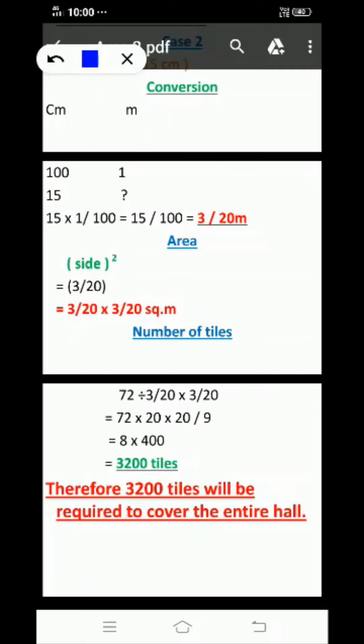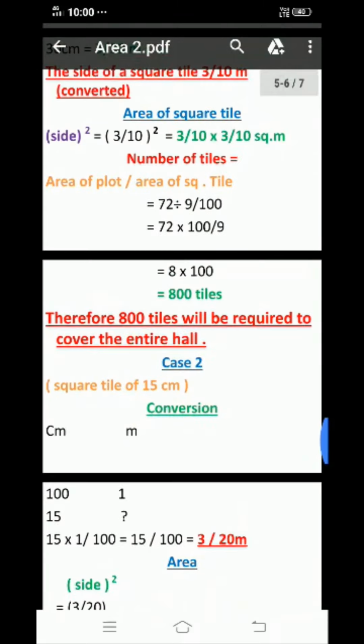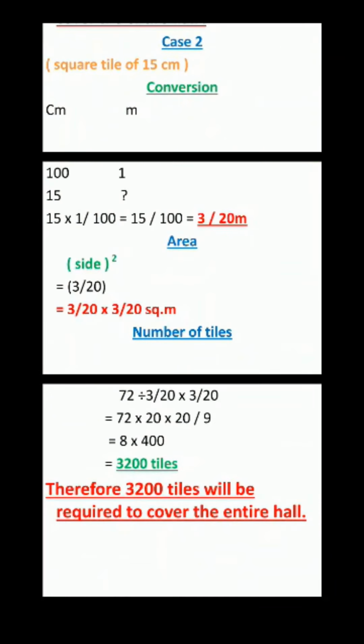So if the tile measurement is 15 centimeter, you require 3200 tiles, and if the tile is 30 centimeter, you require 800 tiles. Okay, this is all about our today's session.